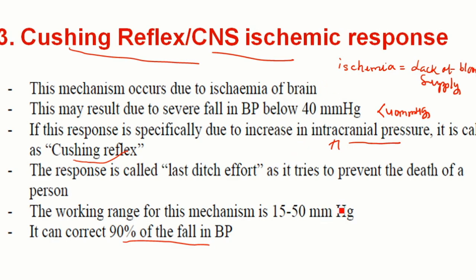Okay, if the BP is less than 40, what is happening? Yes, no blood flow to the brain. So there is ischemia, then stimulation of the vasomotor center, stimulation of sympathetic innervation, increased sympathetic tone, blood vessel vasoconstriction, increasing BP.